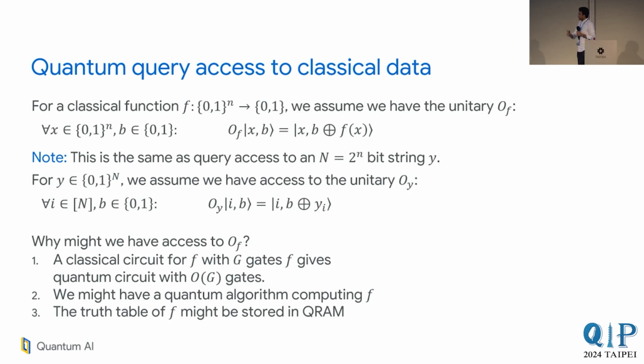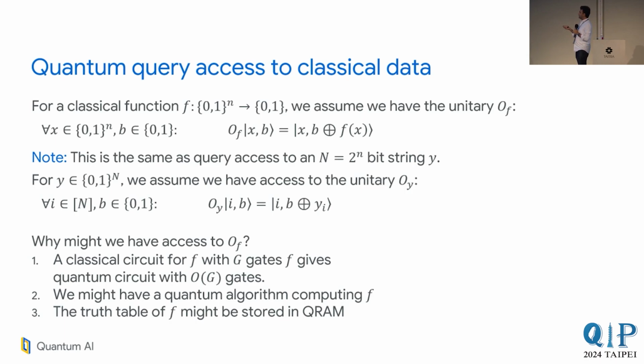So I got this question also in the break between part one and part two, which is: why does Grover's algorithm assume access to this kind of O_F? Why don't we just say that you're given a classical circuit for F with G gates, and that'll give us this O_F with order G gates, as I said earlier. But that's only one way of instantiating this O_F, right? We might also have a quantum algorithm for F. There was also a question about this earlier.